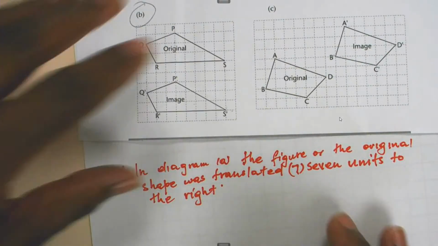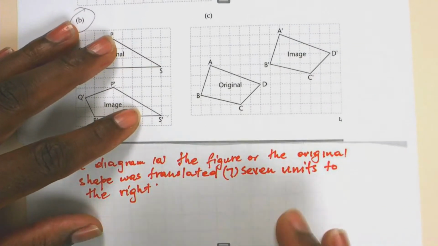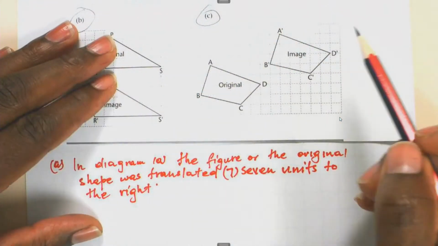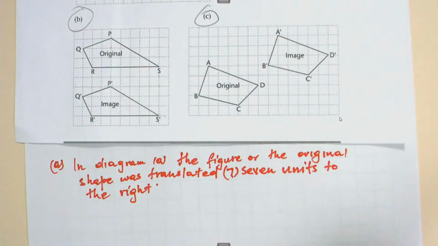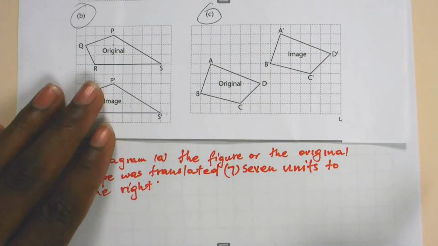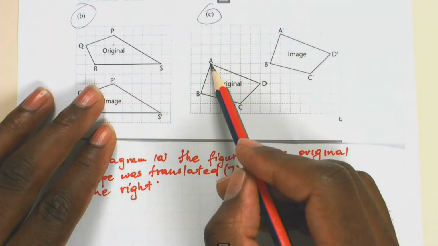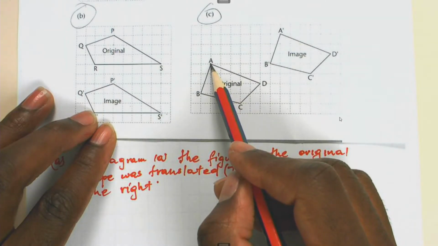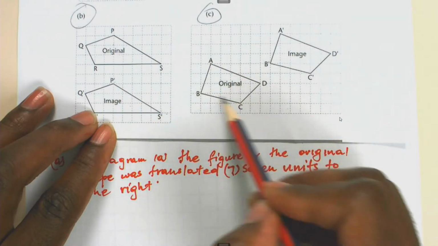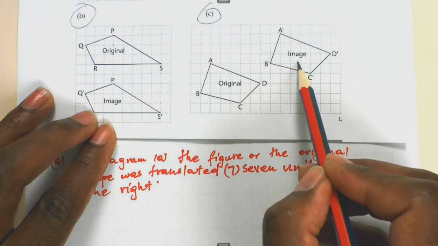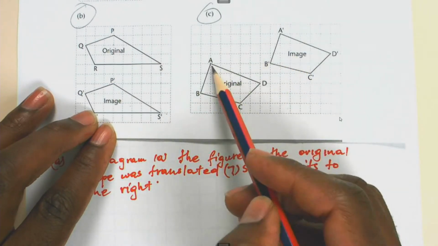Right, let us look at the last one, which is number C. Now, what transformation or translation took place there? Let's start with point A. From point A, how was this shape translated? Can you see? We use the original to gauge the image. So we'll count.